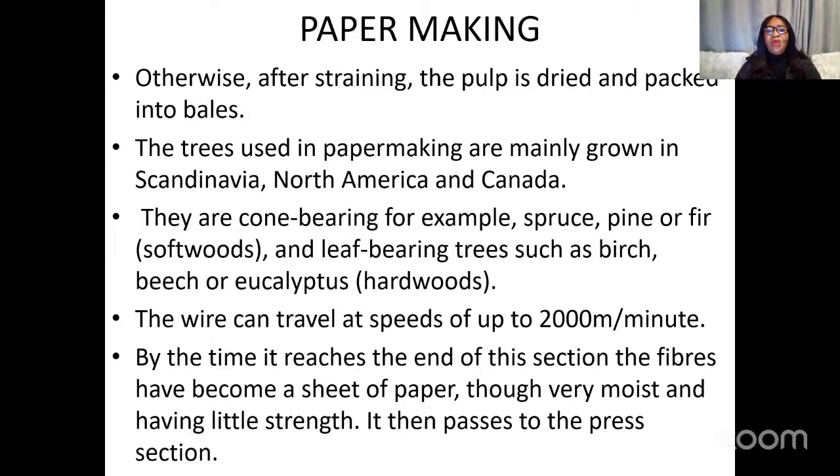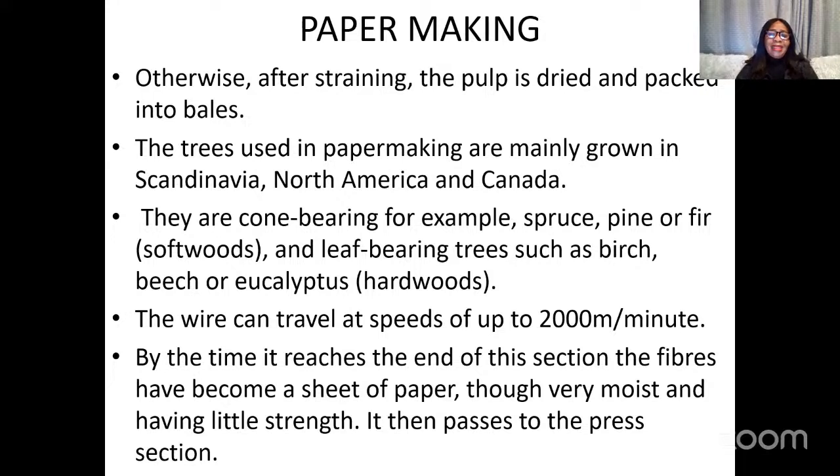So now, going back to the pulp, you have your pulp already about to be taken into the paper mill for paper production. That pulp is made to travel through a particular wire at a speed of 2,000 meters per minute, very fast.